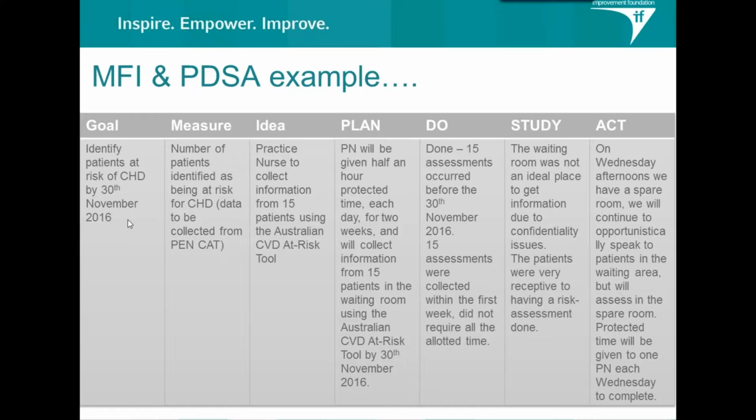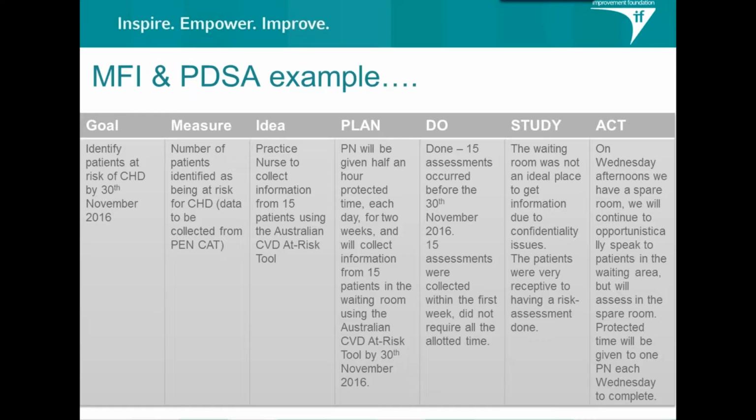So they look at the number of patients identified as being at risk of CHD, and this data was going to be collected by their extraction tool, which is the PenCat tool. So again, they would have needed to have started off with how many patients do we see as identified, so that they know how many they've improved by. So the practice nurse was going to collect information from 15 patients using the Australian CVD at-risk tool.